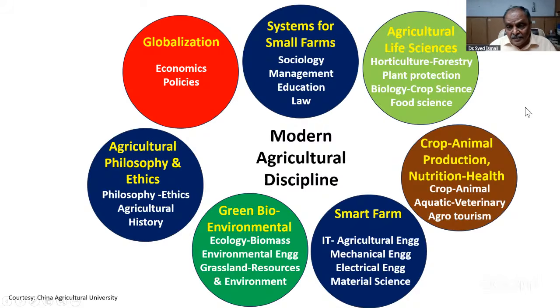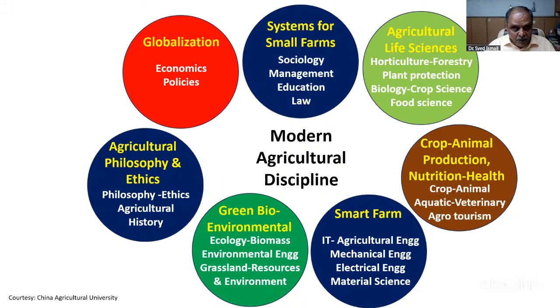Agriculture, life sciences, horticulture and forestry must come together. Plant protection, biology, crop science, food science. Then you come to crop, animal production, nutrition and health joined together. This is crop, animal, aquatic, veterinary, and includes agrotourism.